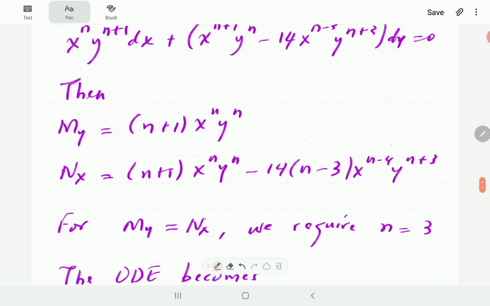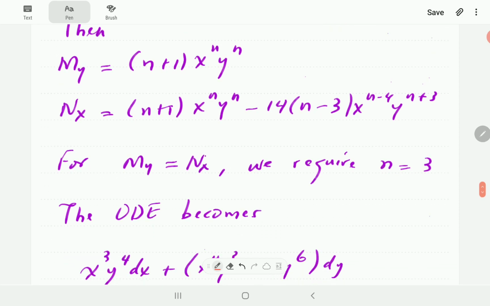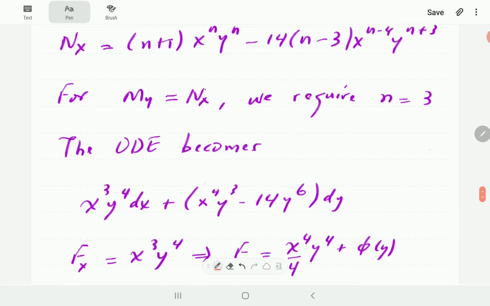Now, for these two to be equal, you can see that the first terms are the same. So we just need this one to be 0. This one can be 0 if n minus 3 is 0. So we need n to be 3. And then if n is 3, the ODE becomes like this.